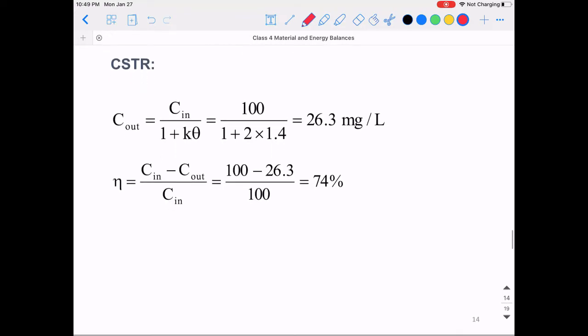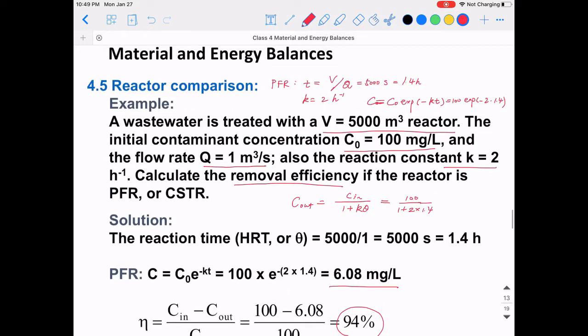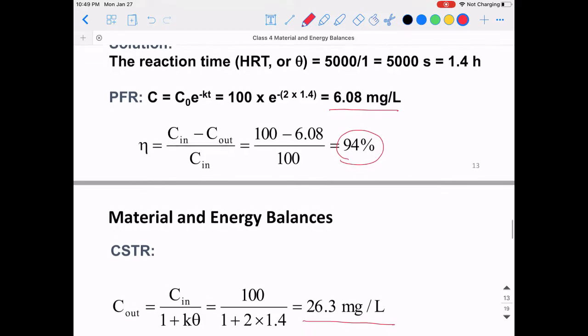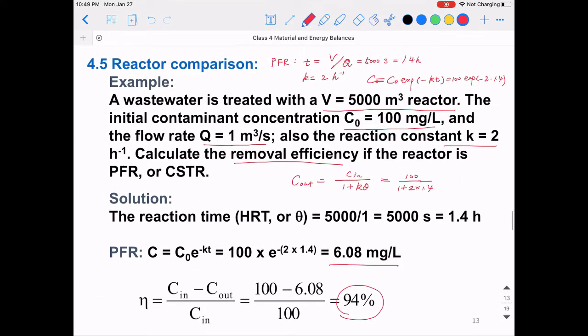Okay, so the result turned out to be that the C out is 26.3 milligram per liter, and the removal efficiency is 74%. So you can see that by comparing these two reactors, the PFR indeed has a higher removal efficiency, which means that it is more efficient when we are trying to use a certain reaction to process these chemicals or to process these pollutants.